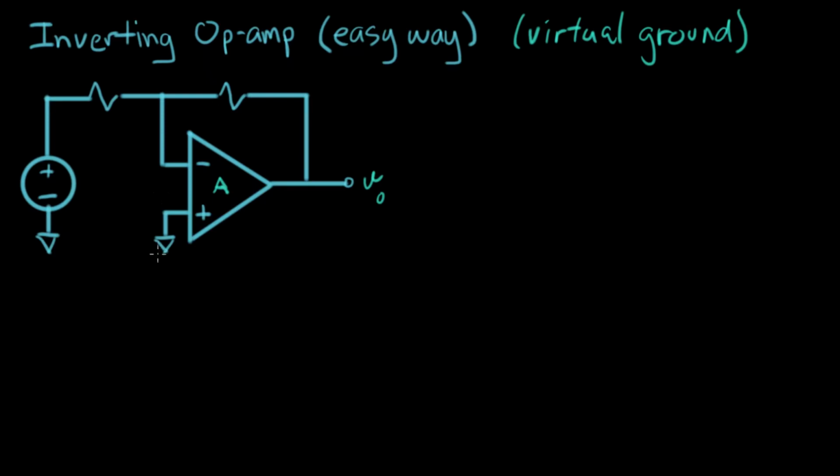And the idea of a virtual ground says that if this node here is at 0 volts, which we've drawn grounded, that means that this minus terminal is also held at very close to 0 volts. And that makes this virtually a ground, or a virtual ground. Another way to write this is to say that V plus is approximately equal to V minus.